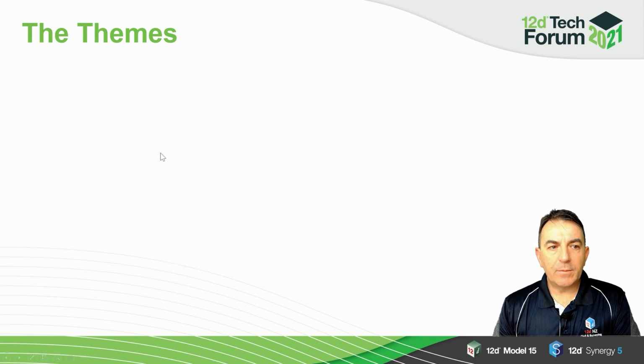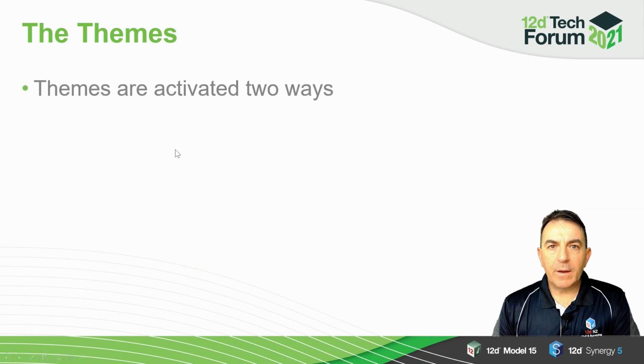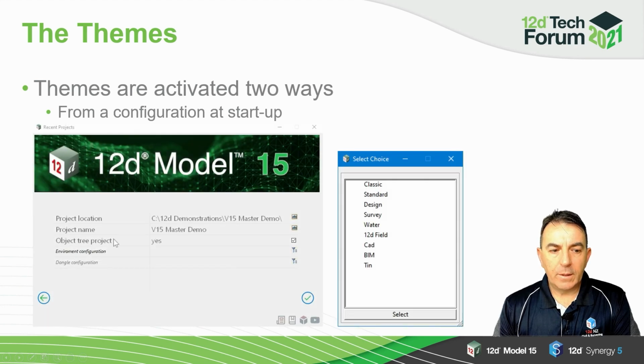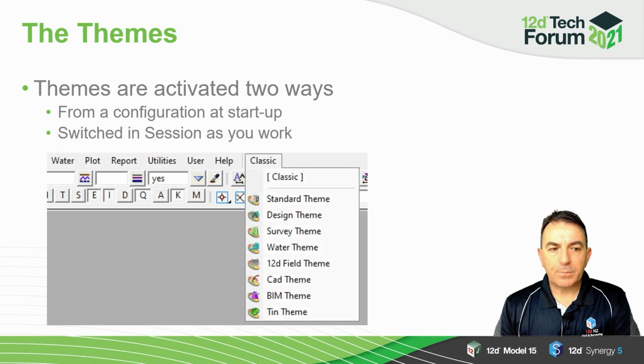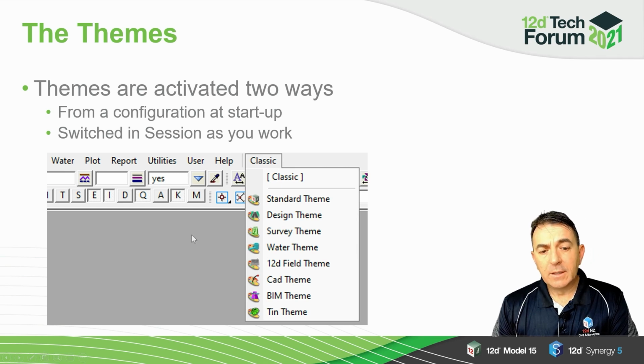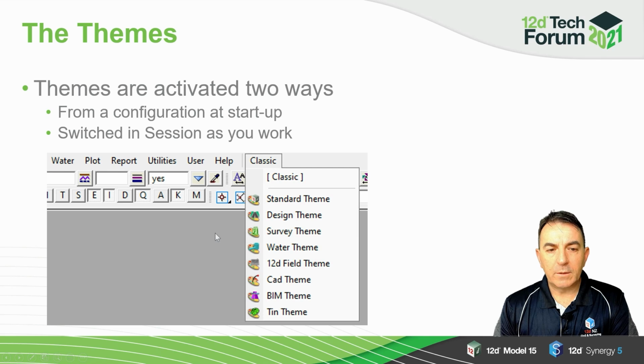Okay, so how do we activate themes? Themes are activated 2 ways. You can activate them from a configuration at startup when you're choosing your environment file and your environment configuration, or you can switch them in session. And this is what I was talking about if you're working in some water disciplines and you want to flick over to the design discipline, you can do that in session very quickly within the 12D Model interface itself.